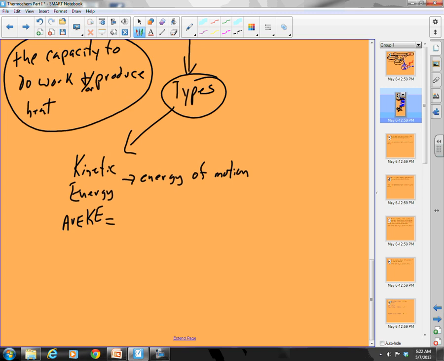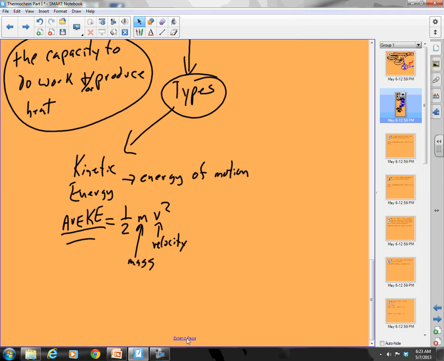And what is the equation for average kinetic energy? 1/2 mv squared, where v is the velocity. That makes sense, right? What we want to know is I have a body that has a velocity or a momentum, and we want to say, hey, how much energy can I get out of that? And so that would make sense that average kinetic energy is related to velocity of my particles, and m is, of course, the mass. Cool.